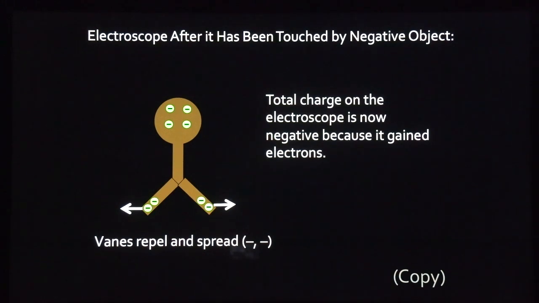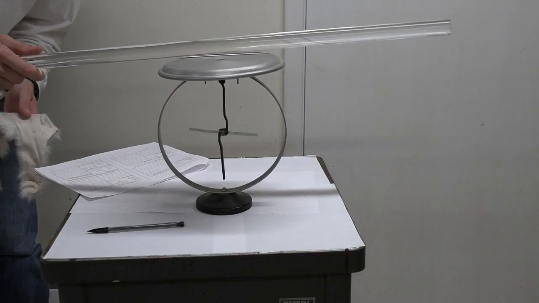Okay, so the next thing that I'm going to do, as I said, is send you back so you could observe that happening when I touched the electroscope with a negative object. Getting good charge transfer today.